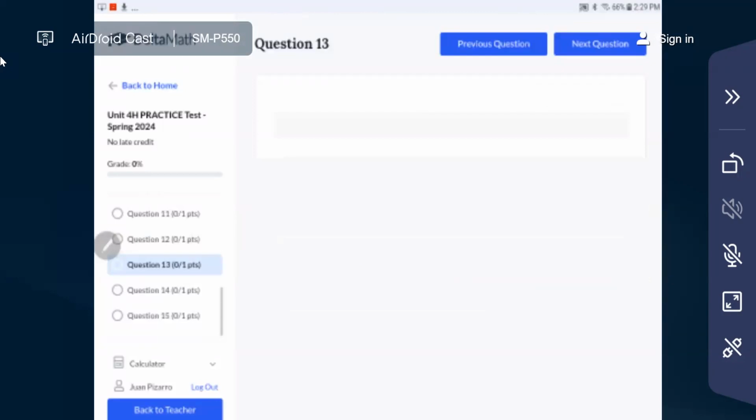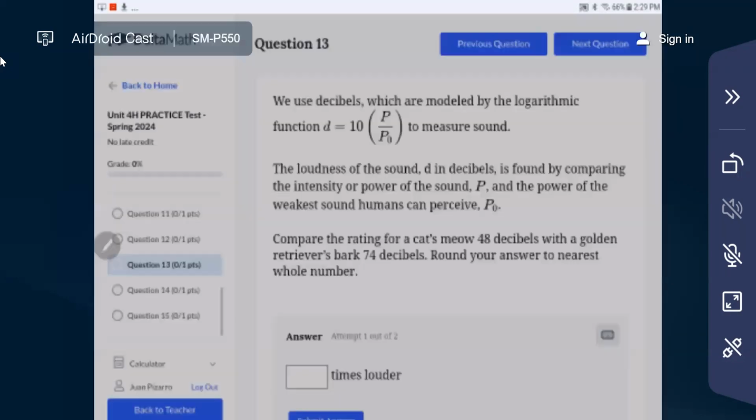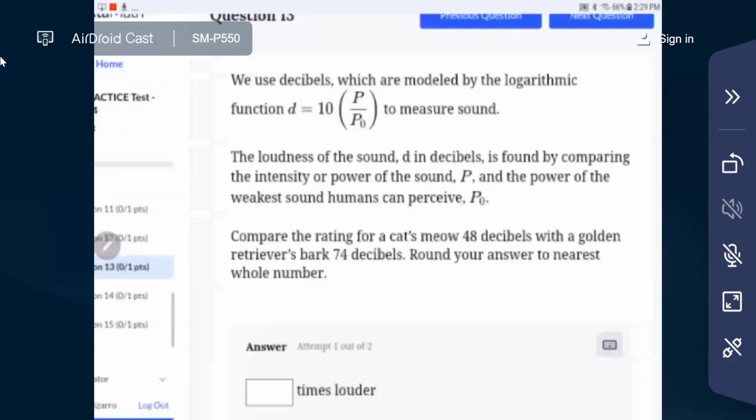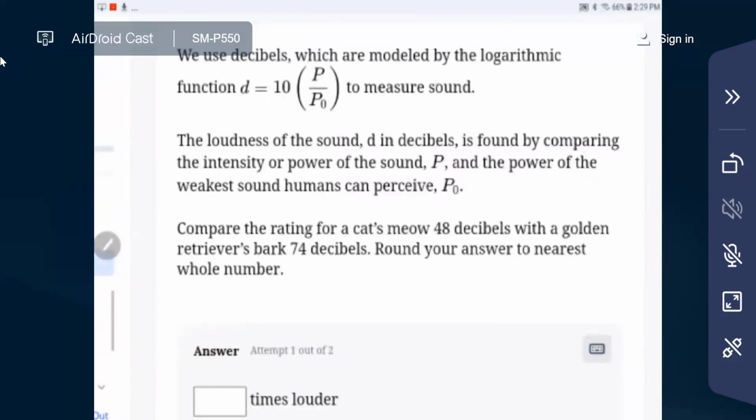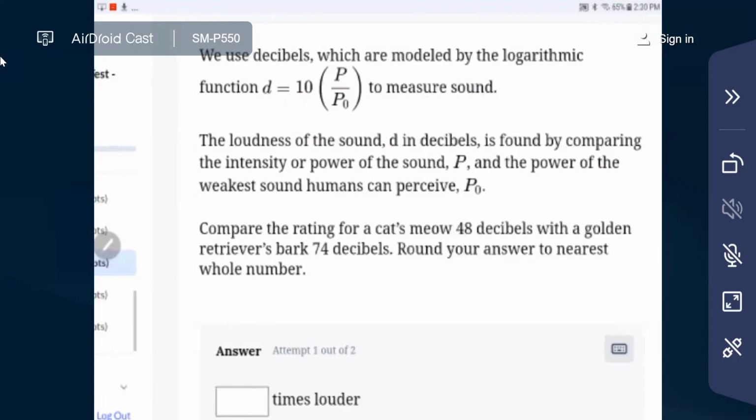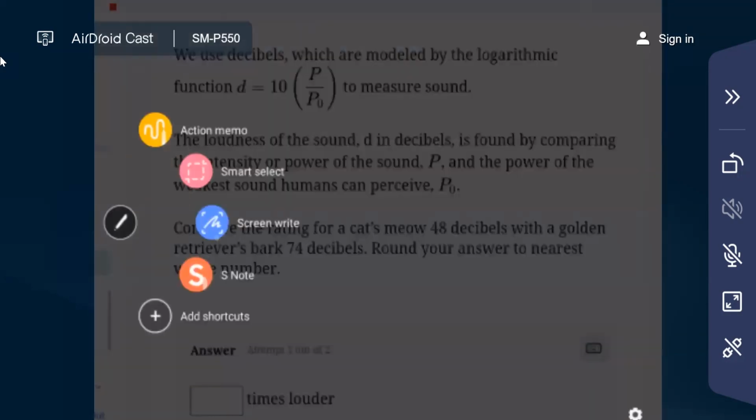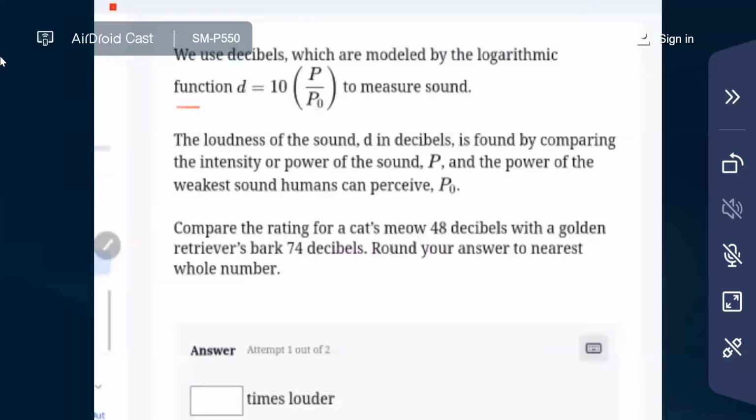All right, on to number 13. In decibels. All right, so we're going to remember decibels are measured, are modeled by logarithms. All right, and so we're going to remember that this is a log scale, so we're going to convert it to a log. All right, so let's convert to a log.